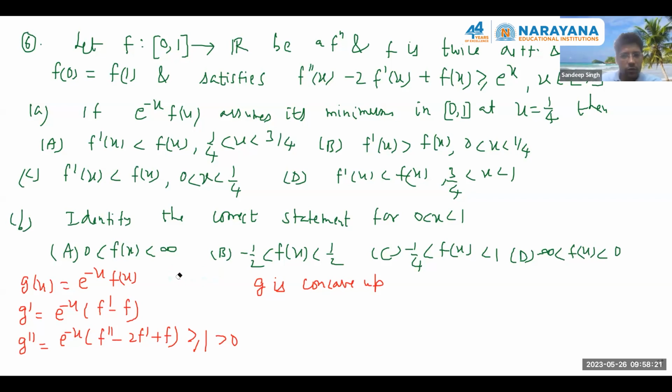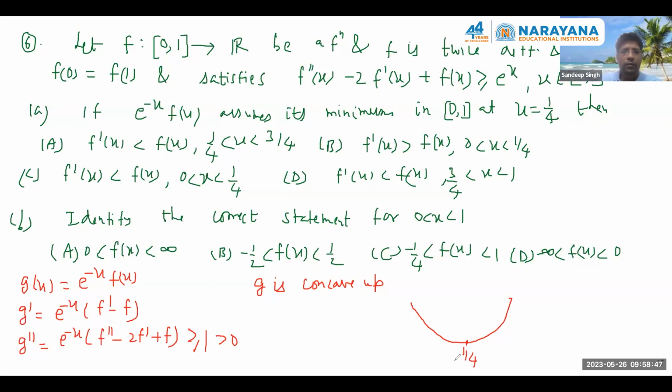Okay, not G of 0. Okay, sorry, so let us start drawing. What is G of 0 basically? G of 0 is the same as F of 0. And he is asking that e power minus x times f(x) assumes its minimum in 0 to 1. So if I plot the rough sketch of G, concave up, somewhere in 0 to 1 it has attained its minima. It is already given at the point 1 by 4.